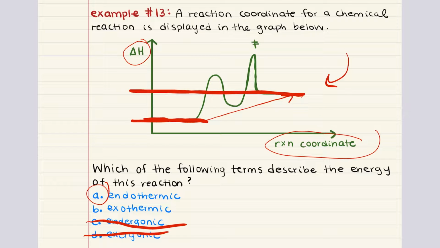Again, our reactants are lower energy than our products. So this indicates that the products are higher energy than the reactants, so energy was absorbed during the reaction, and the difference in energy levels between the reactants and products represents the enthalpy change here, and the enthalpy change is greater than 0, hence it's endothermic. Again, the correct answer for 13 is A.